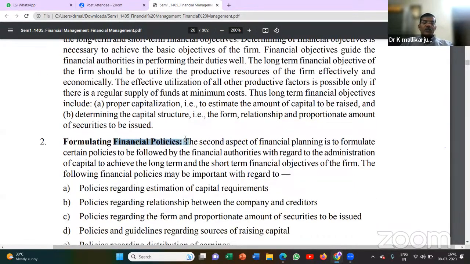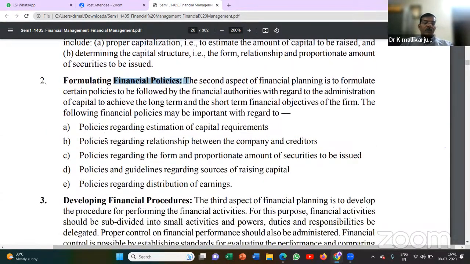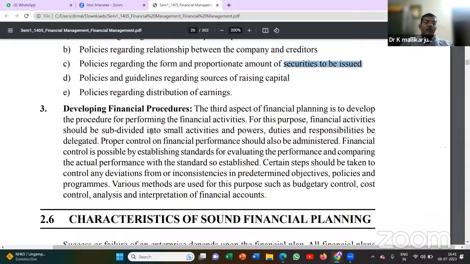Formulating financial policies. How much amount is required? Policy regarding the estimation of capital required. How much amount is required for entering semi-urban areas all over India? Policies regarding the company's credit, right? How much debt-equity ratio is required? The appropriate amount of securities to be issued, how much amount to issue as shares, right? Which source is better. Formulating policies and developing financial procedure is also most important.